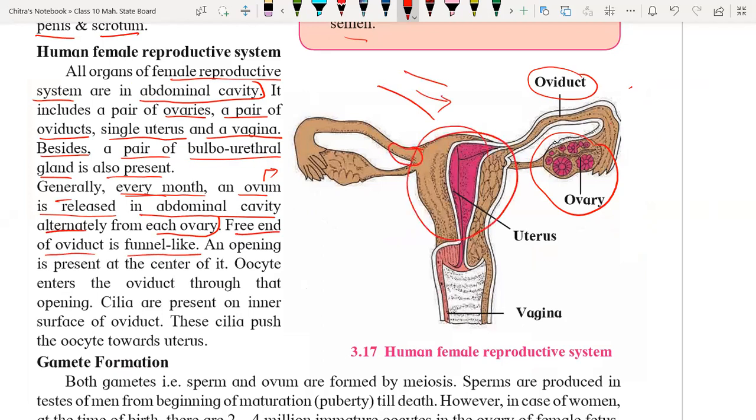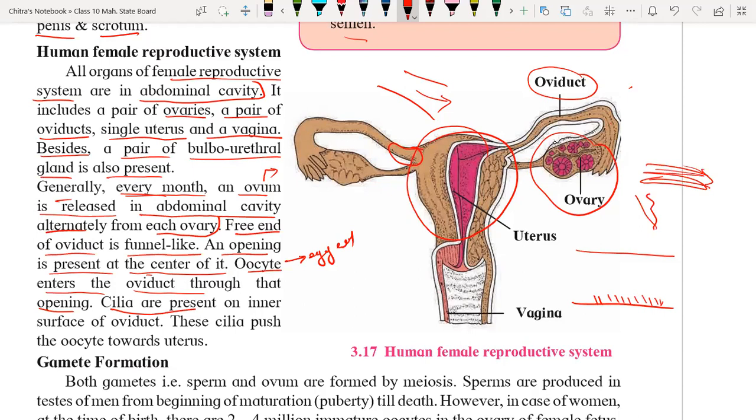This is the uterus. An opening is present at the center of it and the oocyte enters the oviduct. Oocyte means the egg cell. In the oviduct opening, cilia are present. See, cilia means if you observe the wall of the oviduct, ciliary structure is present. Like minute projections are present and they move like this. Their movement is like, first they rotate in this direction, again in this direction. So they oscillate about their mean position, again here, then here, then here, and here.